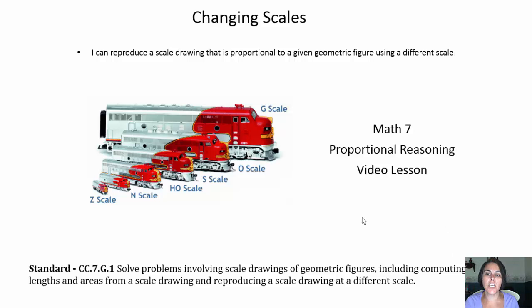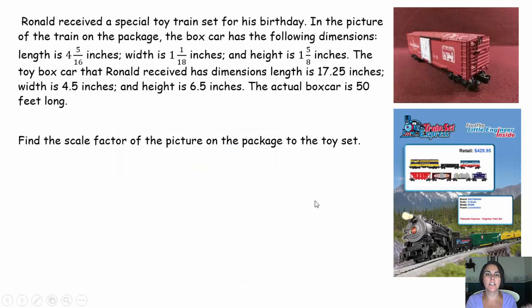Tonight's lesson is on changing scales. A lot of times with train sets, train enthusiasts like the toy trains to be exact scaled down models of the actual trains. So that's what tonight's examples are about. It says Ronald received a special toy train set for his birthday.